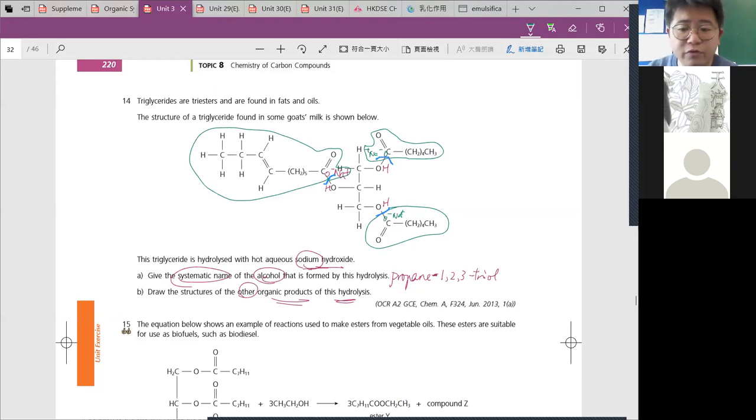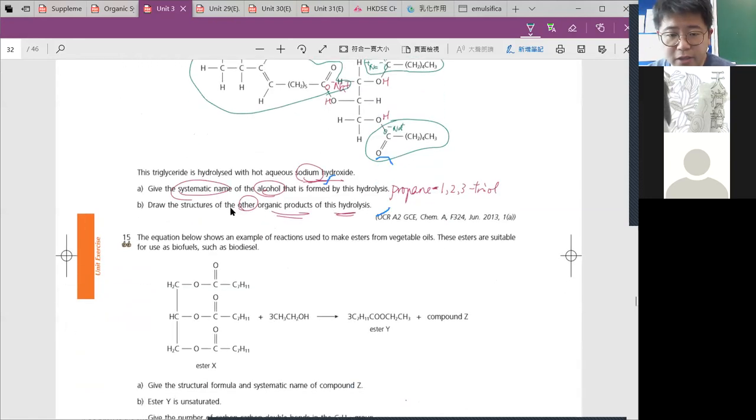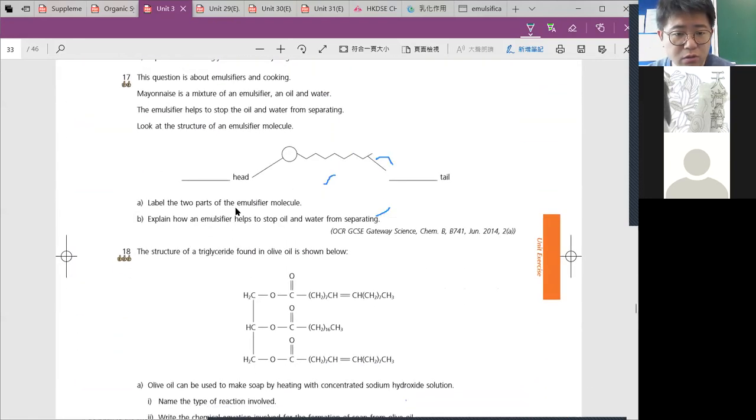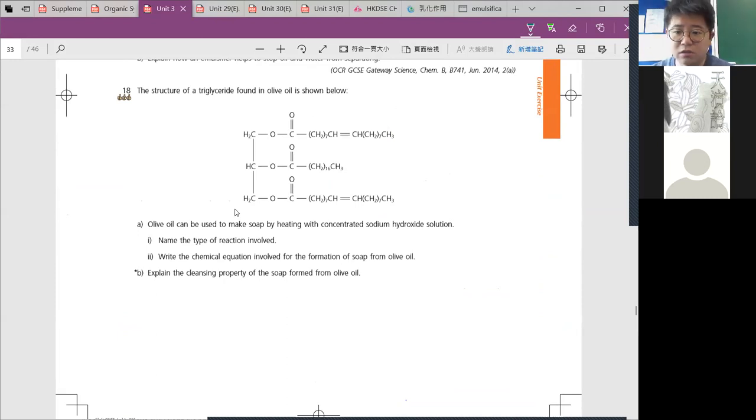Now, the last question before the end of the lecture, right? This one is too easy, right? I try to make it more complicated, which is on this part. Question 18. The structure of triglycerides found in olive oil is shown below, like this. Olive oil can be used to make soap by heating with concentrated NaOH. So don't worry too much about the different types of oil, right? As long as it is in the form of triglycerides, you just continue your work, and you can still get the answer.